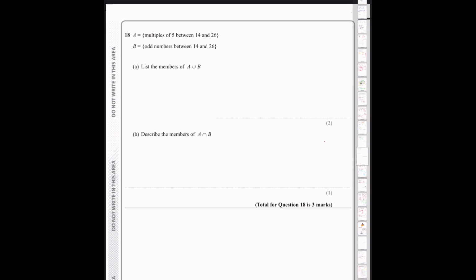Okay then, for question 18, this is a probability question. So for those that are struggling with probability, pay close attention to this question. It says that A is the multiples of 5 between 14 and 26, and B are the odd numbers between 14 and 26. So A says to list the members of A, and then this symbol, B. This symbol means or. So A or B. That means kind of what could be in both lists.